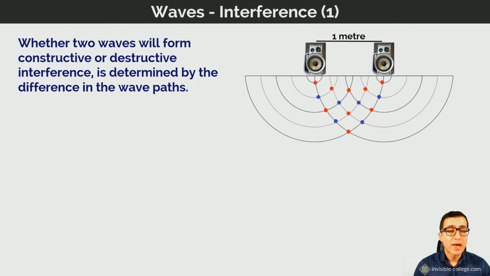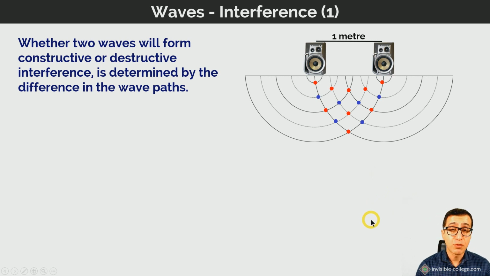So, whether two waves form constructive or destructive interference is determined by the difference in their wave paths. Now, here we're getting into a bit of extension work, but after all, the whole purpose of these courses is to give you a much deeper and more robust understanding of these things. Audio engineers, when designing a sound system for a room, will take account of the positioning of the speakers so as to maximize the audibility of the sound, minimizing the spots of destructive interference and maximizing the constructive interference.